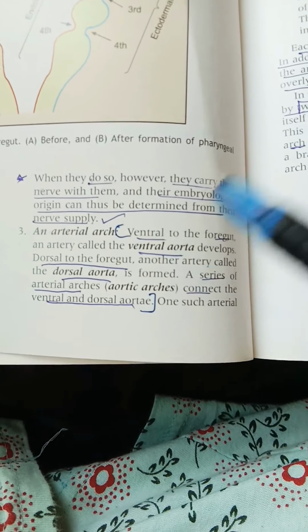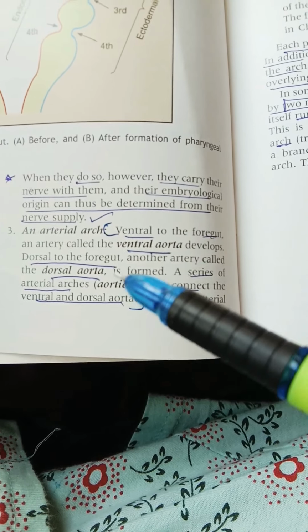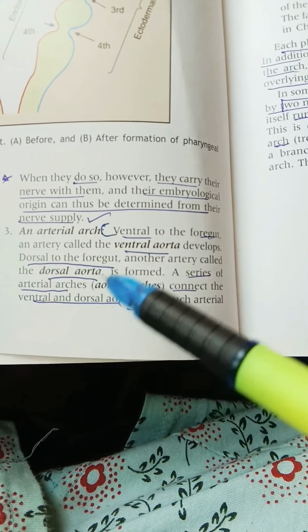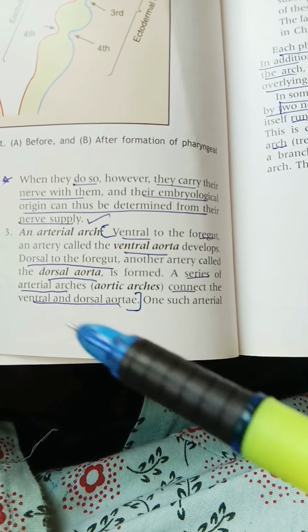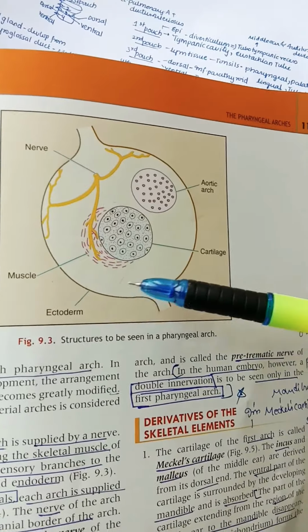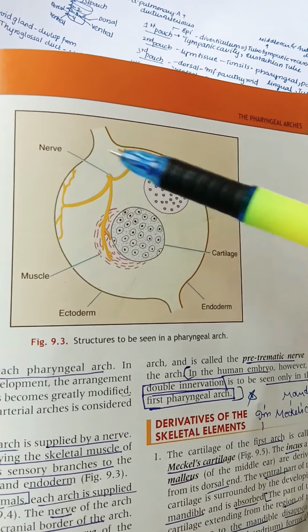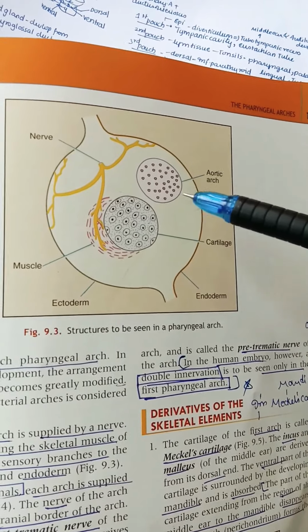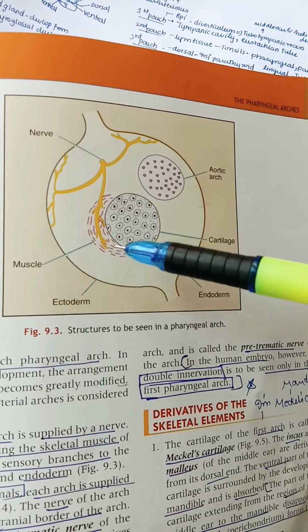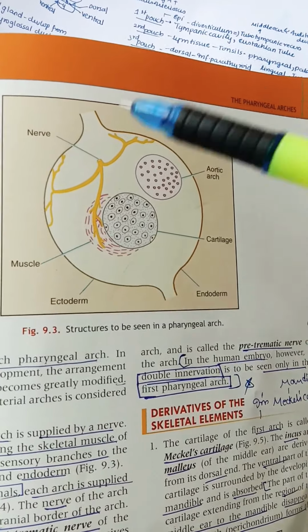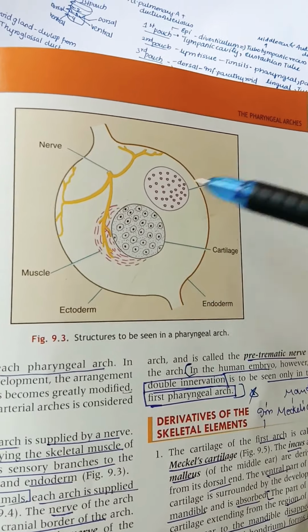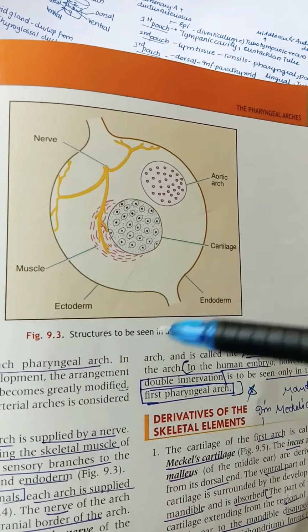So next, let us move on. I have also ticked one more important point: ventral to the foregut we have the ventral aorta, and dorsal to the foregut we have the dorsal aorta, and a series of aortic arches are attached to them. And here we'll see the structures to be seen in a pharyngeal arch. Nerves are present in pharyngeal arches, aortic arches, cartilage is present, muscle is present, ectoderm is on the outer side, endoderm is on this side. Endoderm forms our pouches, and ectoderm forms our clefts or grooves.